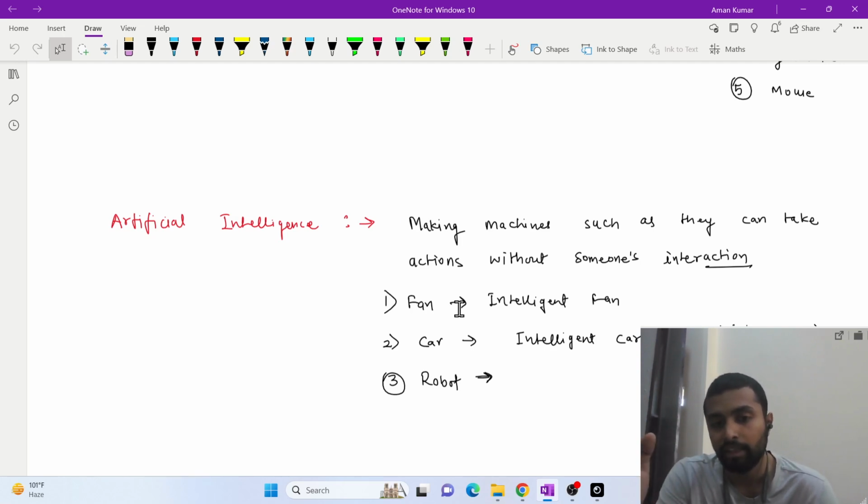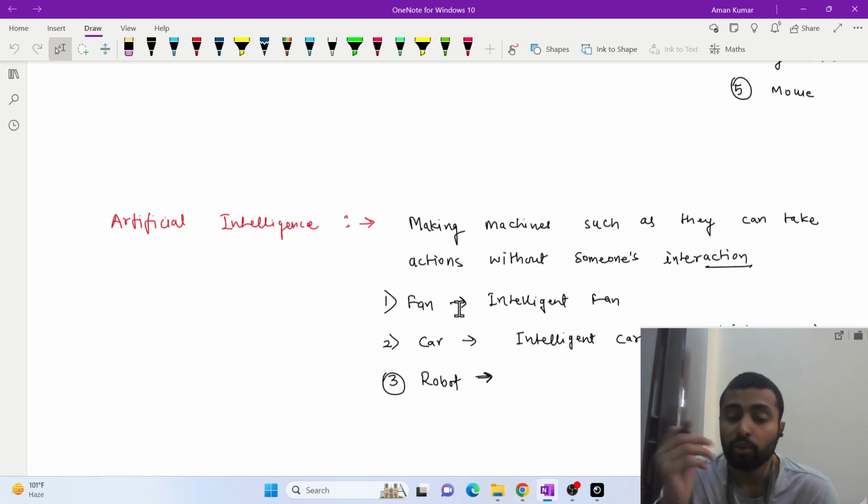And you can say, hey, how can you build such a system, how can you give such intelligence to a fan? We will learn in the future. I'm just giving you an example of how a machine will have intelligence power, right? And also this is how a fan will have intelligence, right? I hope it is clear to you so far.